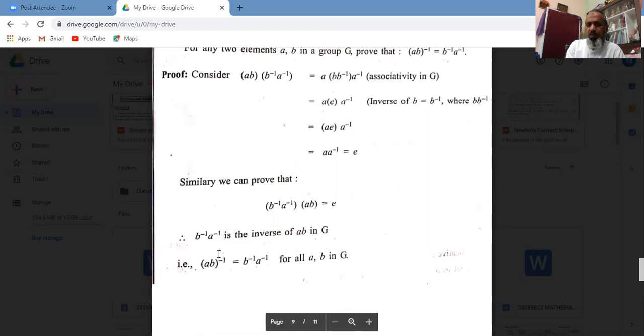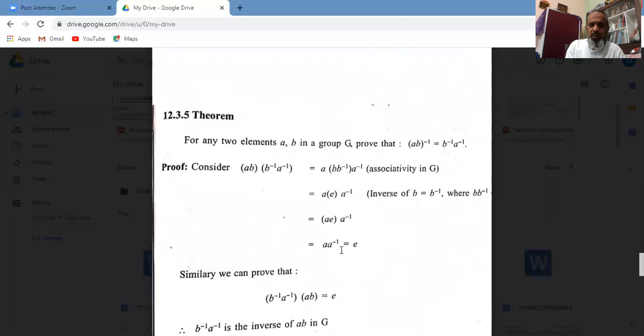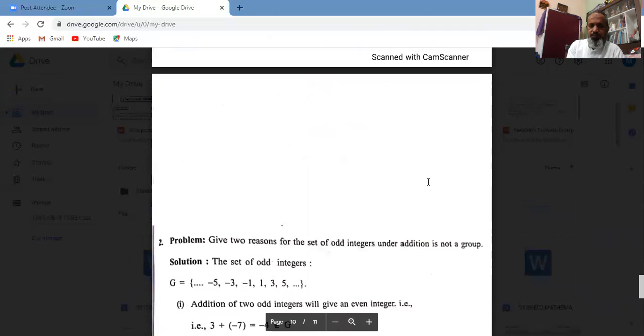Similarly, CD inverse must be equal to D inverse C inverse. So first we have to write the last element first, and the first element last. AB inverse is equal to B inverse A inverse. So this is the theorem for any two elements A, B in G. Then AB whole inverse must be equal to B inverse into A inverse.